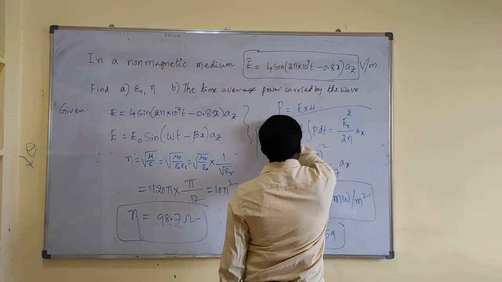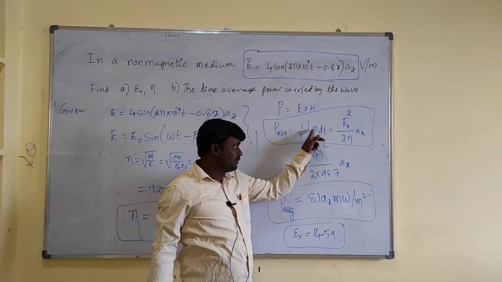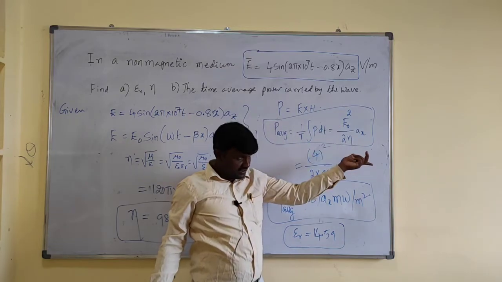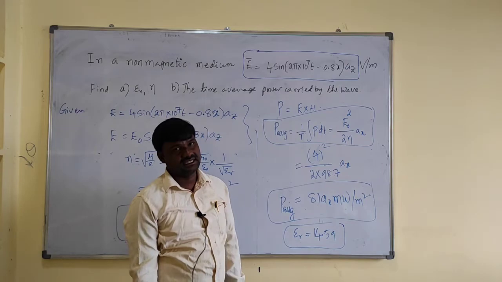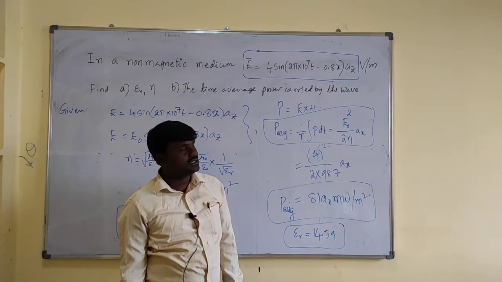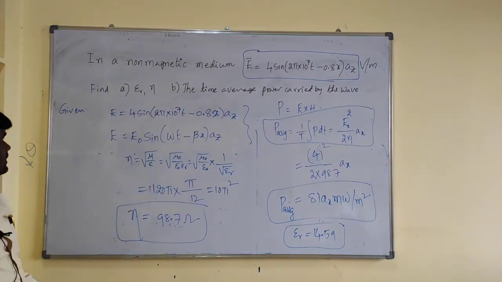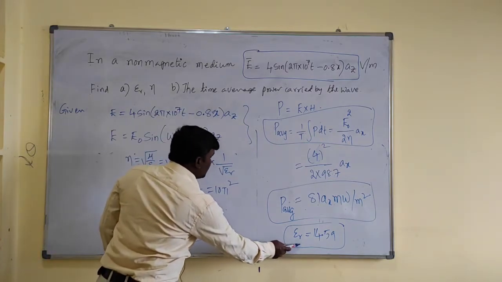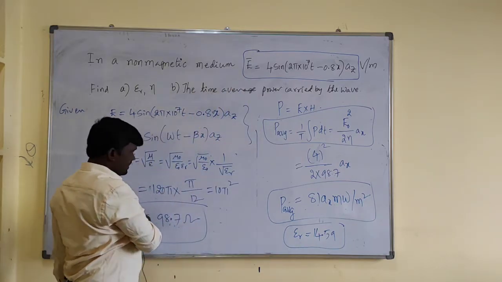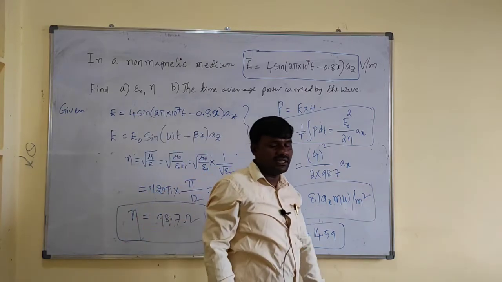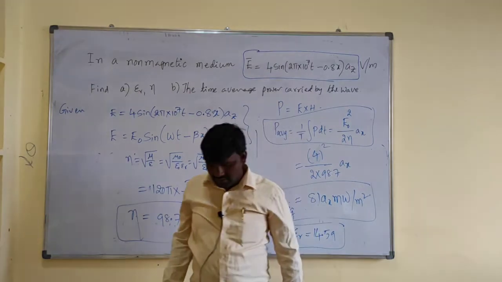Please make a note of this. The time average Poynting vector can be calculated as 1 by 2 integral P dt, and finally after simplification we get E naught squared by 2 eta ax for a lossless medium. Clear? So this is all about the calculation of the relative permittivity for a non-magnetic medium if E is given like this, and the calculation of eta and the time average Poynting vector. Okay, we will meet in the next class.